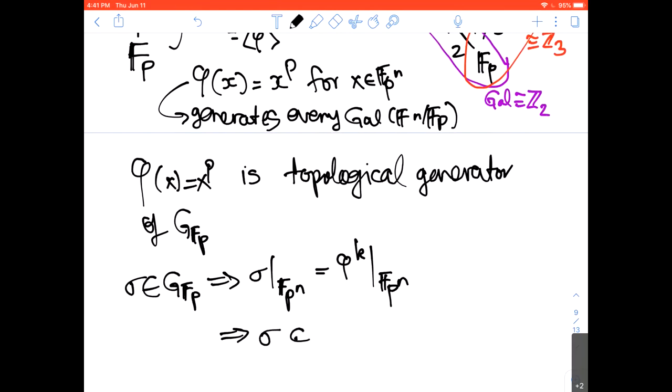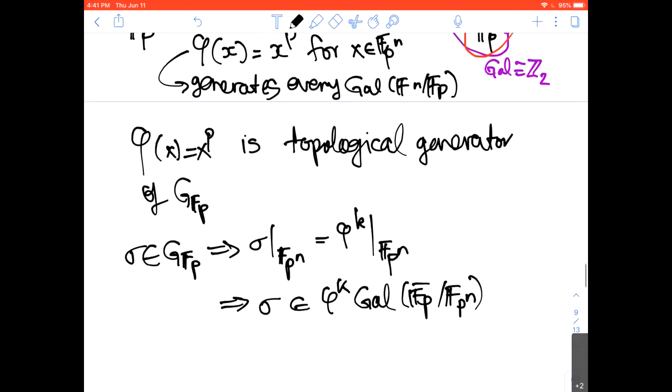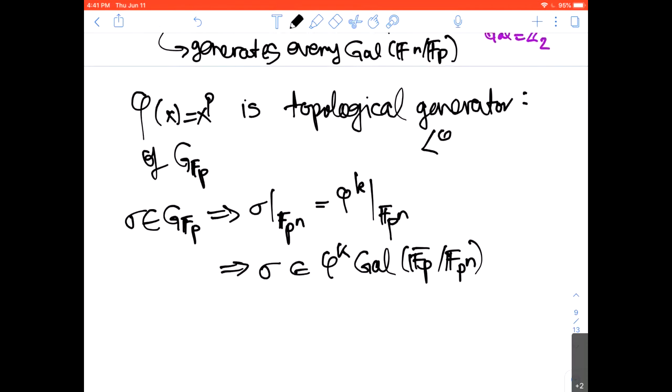And so it's going to lie in the coset of some power of phi. So the subgroup generated by phi is dense in the absolute Galois group.